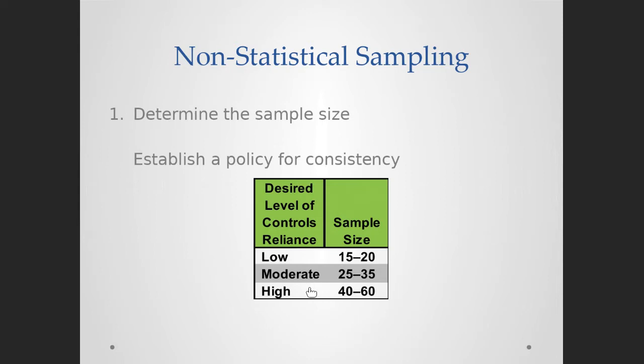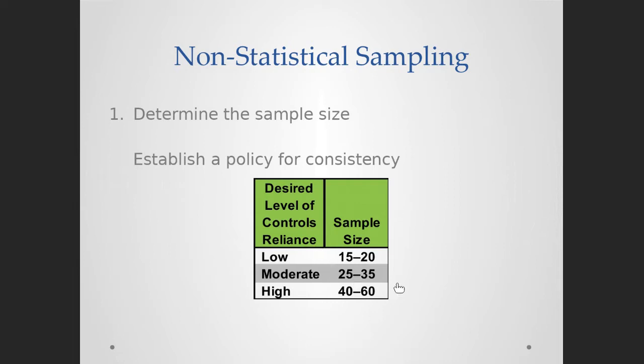So if we, the independent external auditors, say that this control is very important to us and we want to rely on it, we would have a higher range. If it is not that important, we will go down in the sample size.